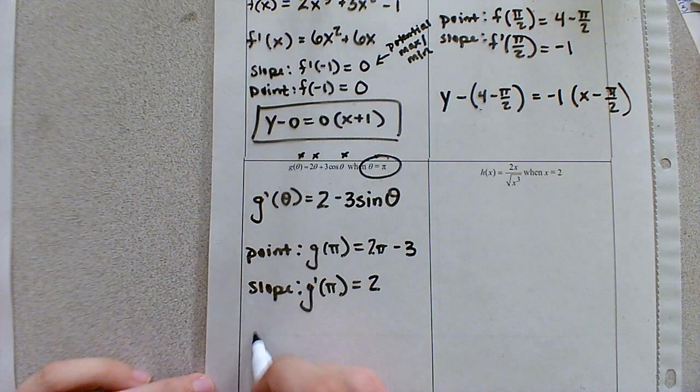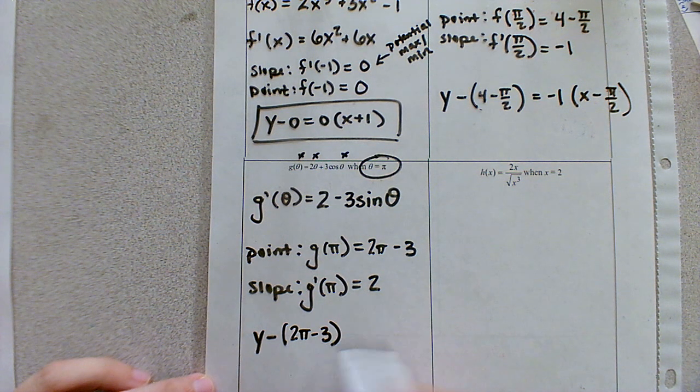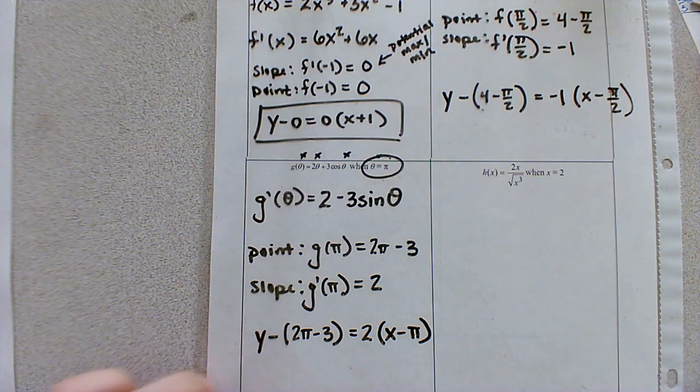Writing our equation, we need y minus the point. Notice how the point has 2 terms, so we need to subtract both of those, equals our slope times x minus the tangent location.